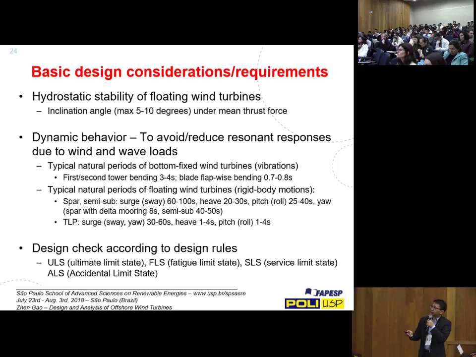And for bottom fixed wind turbines, as mentioned by Professor Dimitri, most of the first and second bending modes of the tower or blades are excited by the wind loads. We cannot really avoid this. But we design so that it avoids this 1P effect, the rotational effect, and also the relatively stiff blades, that we also consider later.